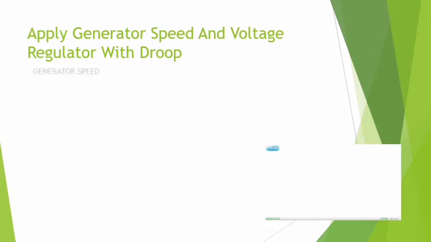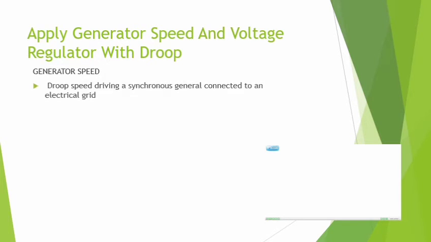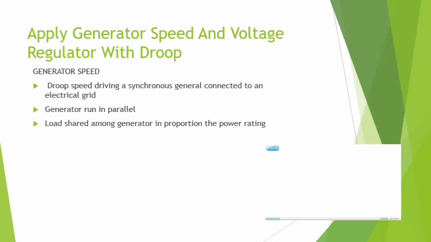Apply generator speed and voltage regulator with droop. Generator speed droop: speed droop is used when driving a synchronous generator connected to an electrical grid. This will make the generators run in parallel. Load is shared among generators in proportion to their power rating.